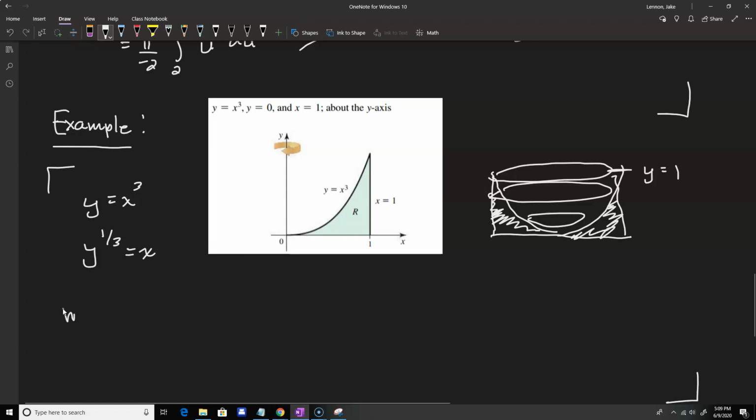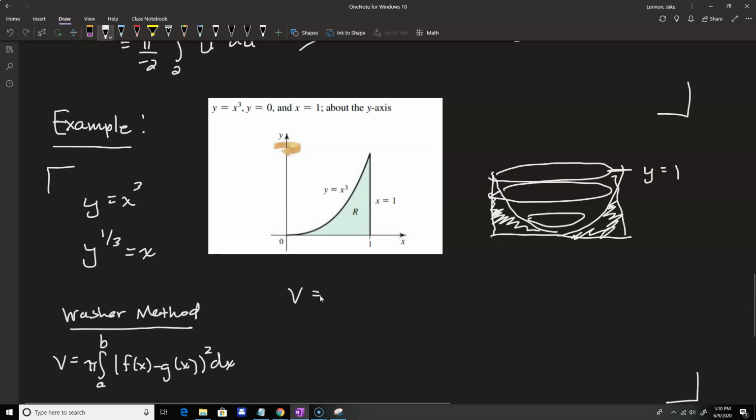So, I mean, it's really not so different. But the washer method from the disk method is basically just saying what you do to find the volume of this region. We have pi times the integral from a to b of, say, f of x minus g of x quantity squared. So we have a difference in radiuses because those are changing. They're not constant radiuses. So we have our two functions here, x equals 1 and x equals y to the 1/3. So that's what we're going to use here to get the volume.